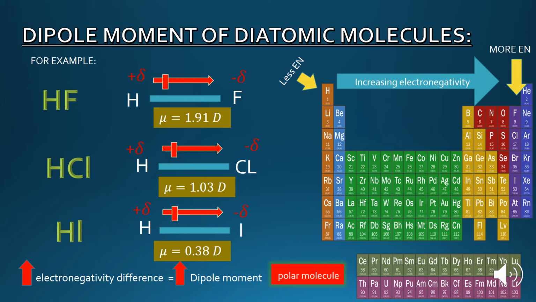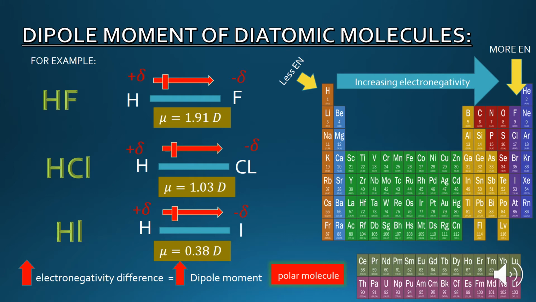1.03 D. Now look here, compared to hydrogen fluoride, hydrogen chloride has a lower dipole moment. Why does hydrogen chloride have a lower dipole moment than hydrogen fluoride? Because of the electronegativity difference between fluorine and chlorine. As chlorine is less electronegative than fluorine, its dipole moment is less than that of hydrogen fluoride.